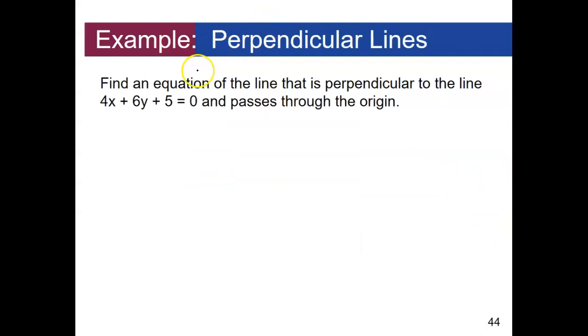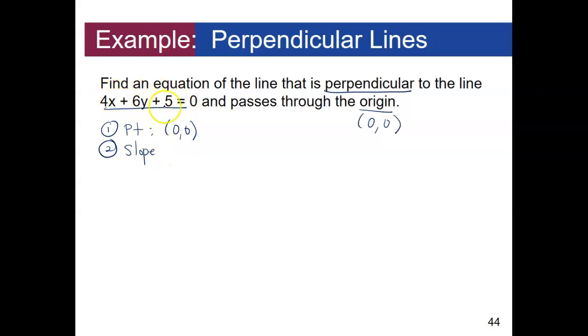Okay, so looking at this, we want to find the equation of a line that's perpendicular to the line that's given and passes through the origin. We know the origin is the point (0, 0). So in order to write the equation, I need two things: one is a point and one is a slope. My point, they tell me, is the origin, and the slope I'm going to have to get from this.